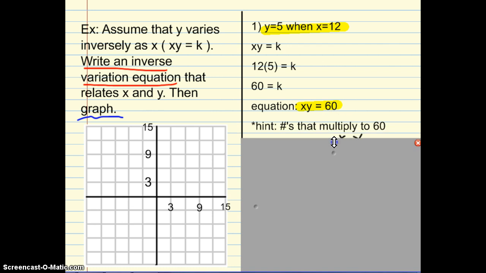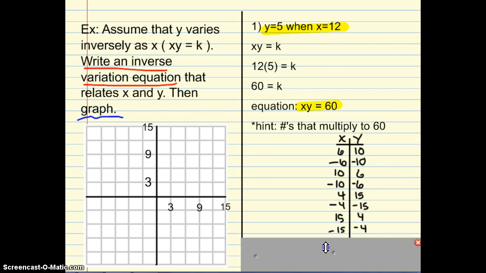So your hint is that we're going to pick numbers that multiply to 60, and I've kind of laid out a couple of patterns that you can follow if you'd like. 6 and 10, -6, -10. I pulled positives and negatives because you're going to see a very interesting shape to this graph. And you'll also notice that I scaled by 3's in your graph.